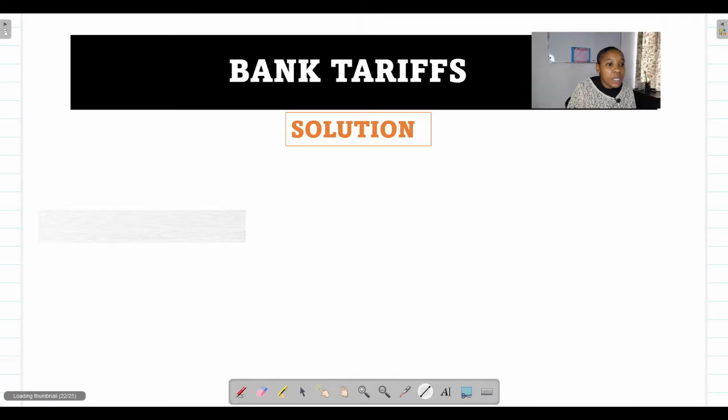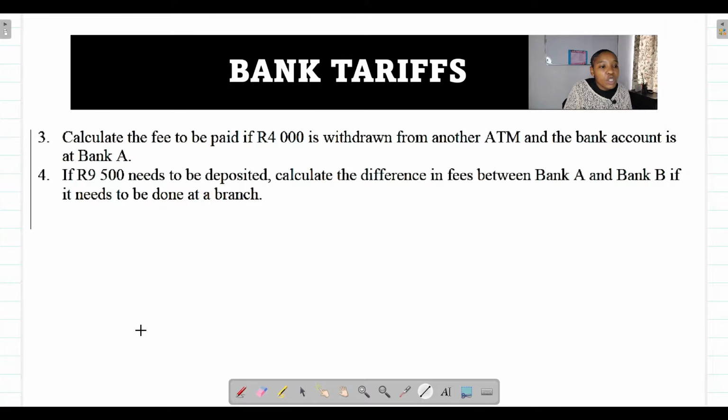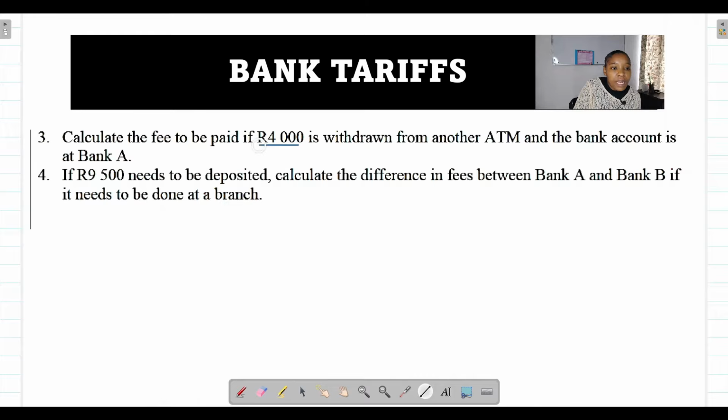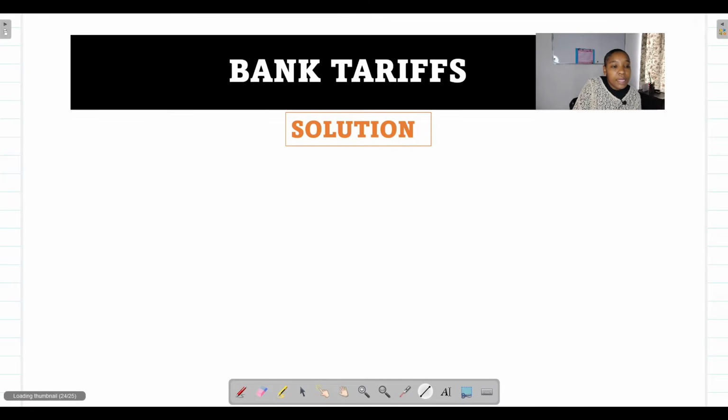Okay, let's go on to the next question. Calculate the fee to be paid if 4,000 is withdrawn from another ATM and the bank account is at Bank A. So we are told that the bank account is at Bank A, so we're going to be focusing on Bank A. And then we are told that we are withdrawing 4,000 Rand from another ATM. Okay, so let's do that.